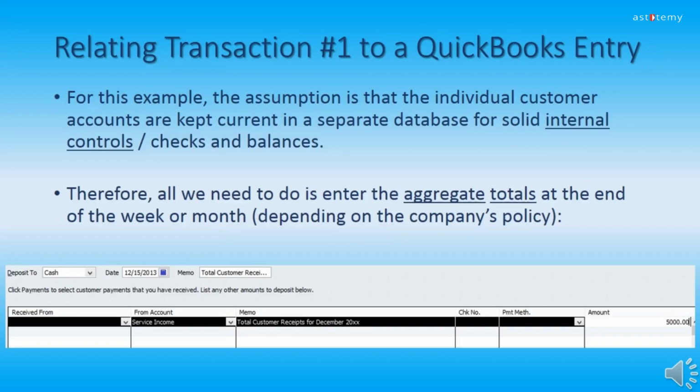Under the Receive From column, we leave that blank. Again, we are doing aggregate totals. The From account is our service income revenue account. No check number, no payment method needs to be listed. Again, these are aggregate totals. We enter the $5,000 under the amount area. Once we save and close this transaction, we can now run the income statement report in QuickBooks, which will show our revenues of $5,000 equal our net income thus far for December 20XX, which we will do on the next slide.